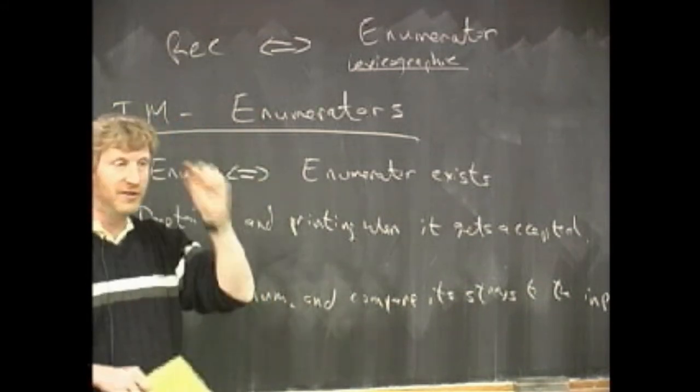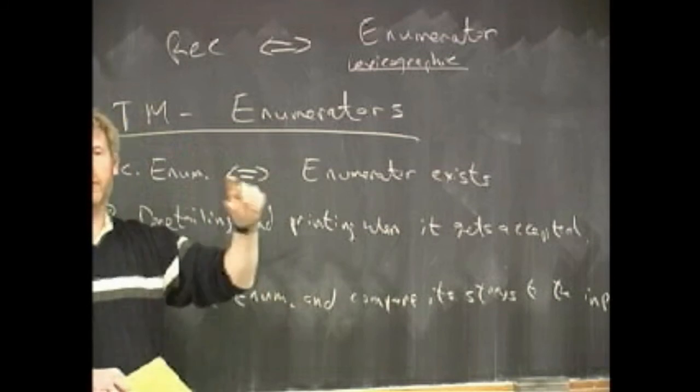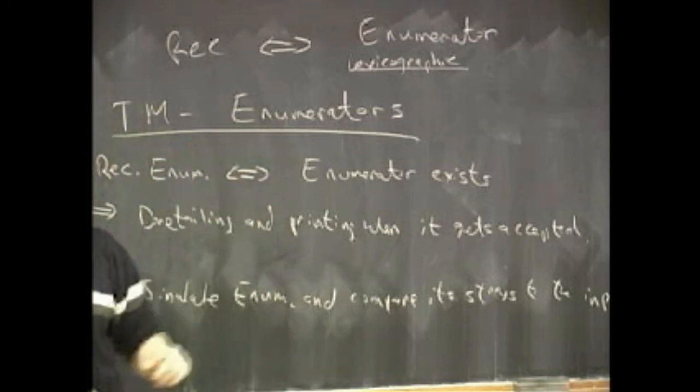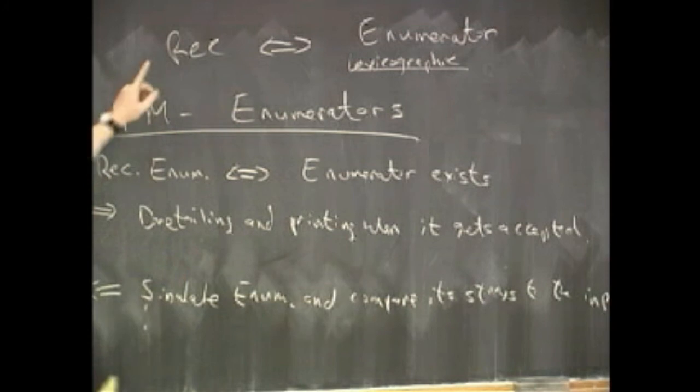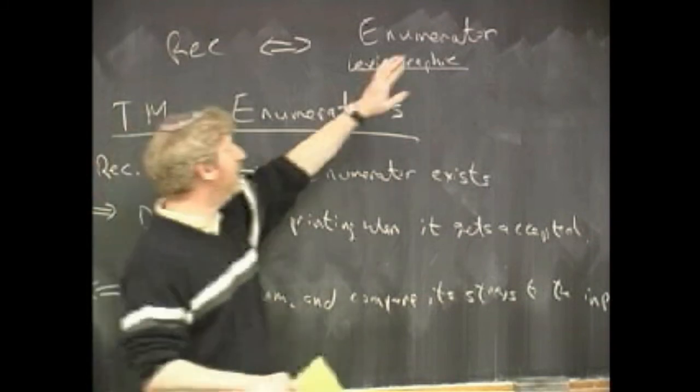And if it's not, then 0 will come next, and 1 will come next, and 0, 1, and then 1, 0, 0, then 0, 1, etc. I can just do them in order because the recursive set gives me a yes or no answer for each one that I generate. What about the other way? What about if somebody gives you an enumerator?